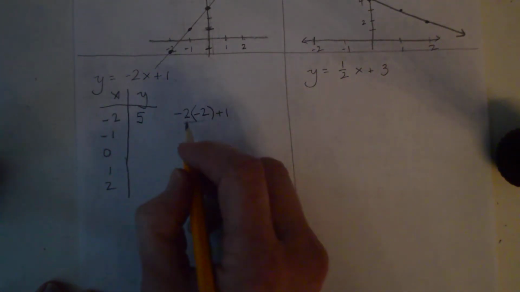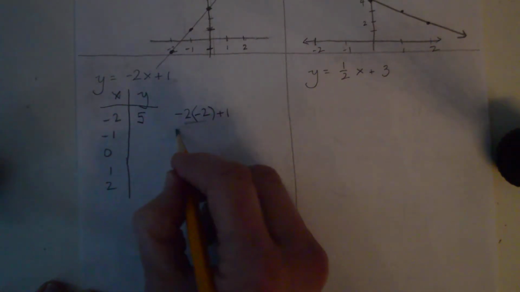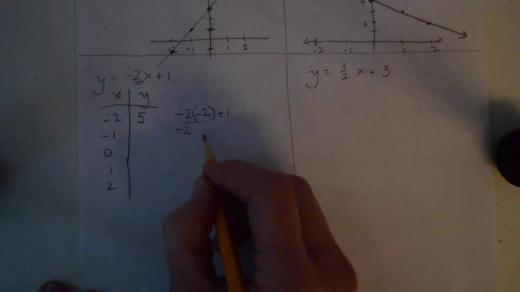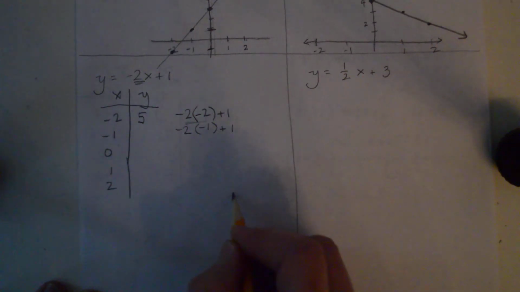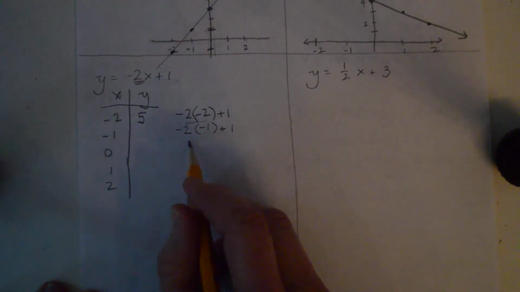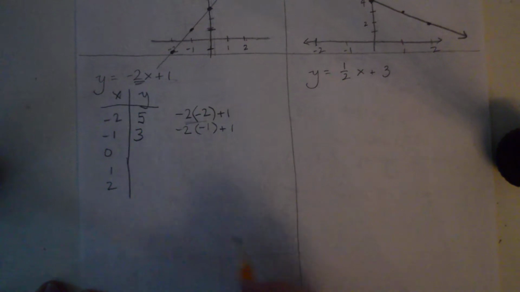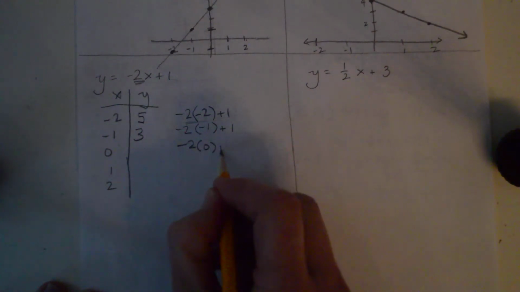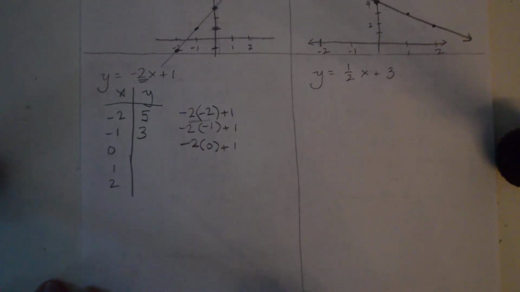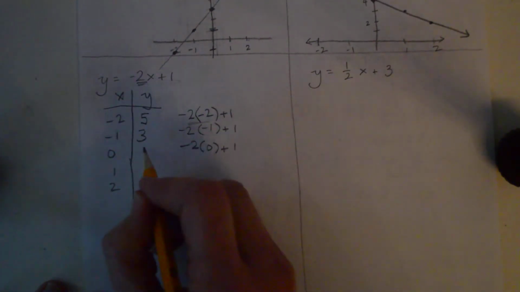Okay, the next problem says that our y value is obtained by doing negative 2, again from this, times our x value, which is negative 1, plus 1. Negative 2 times negative 1 is positive 2, plus 1 is 3. The next one we're going to do negative 2 times 0 plus 1, and we get 0 plus 1, which is 1.